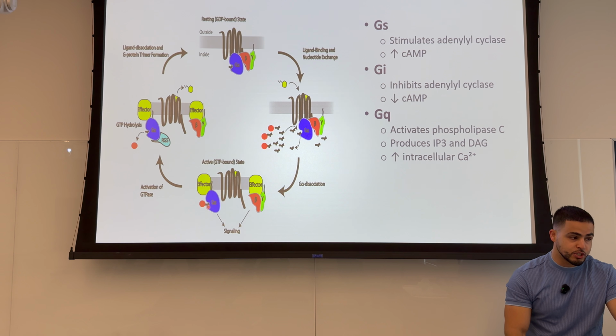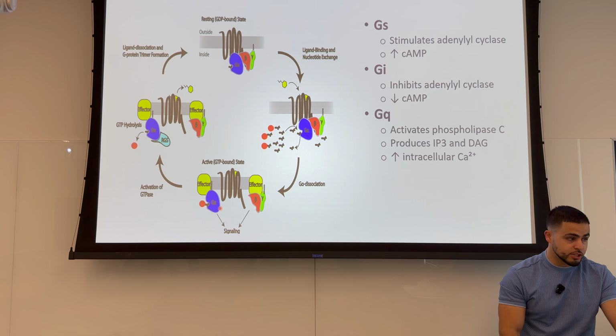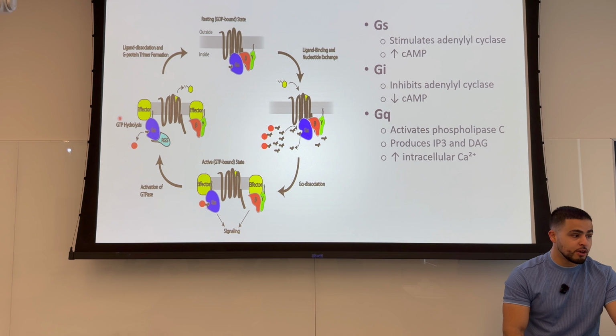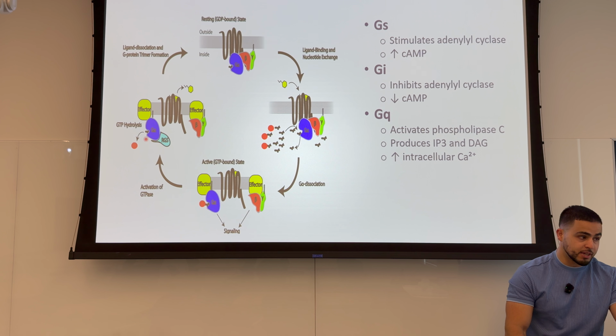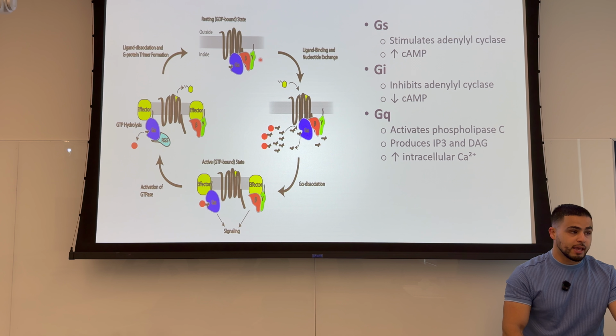So notice that when it's bound to GTP, it's on its own and it can carry out its function. After it's done, it will hydrolyze GTP into GDP, and once again gain affinity to the beta and gamma complex and not carry out any further signaling.